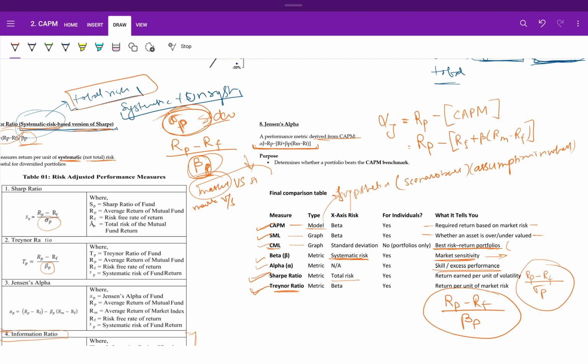For 1 unit of risk, how much return am I generating? For 2 units of risk, how much return am I generating? For 3 units of risk, how much return am I generating? For 1 unit of systematic risk, how much return am I generating? For 2 units of systematic risk, beta is systematic. Pardon my handwriting again. Beta is systematic risk, and the standard deviation is total risk.